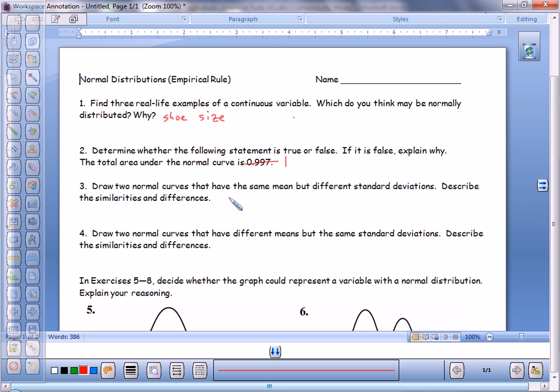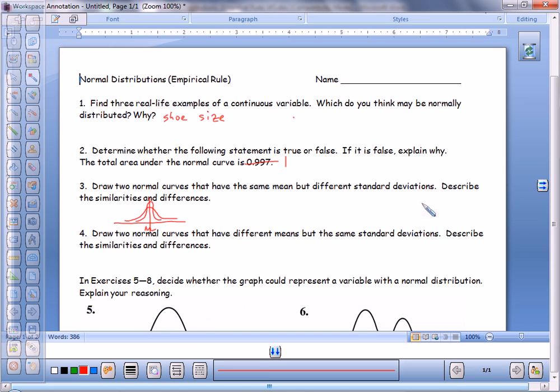Number 3, draw 2 normal curves that have the same mean but different standard deviations. Okay, so to do the same mean, the peak has to be in the same place. So we'll have it peak here like that. And for different standard deviations, we might have the other one be much closer to where it peaks like that. So you're going to have one that's stretched and one that's tighter. Describe the similarities and the differences. The peak for both of these occurs at the same place. The highest point is at the same mean. But then one is stretched more than the other, and the one that's stretched out further is the one that has the greater standard deviation.